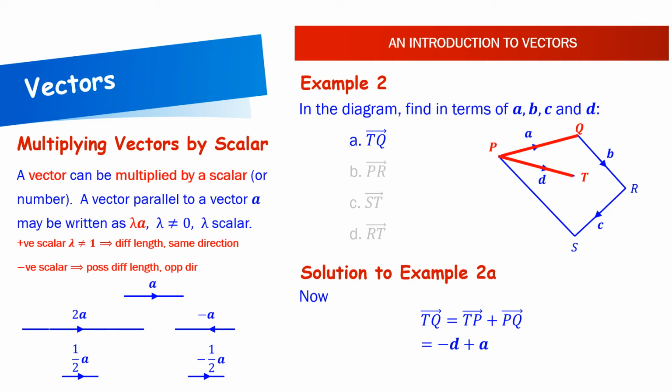This is the same as saying we have to go in the minus d direction from t plus a, as shown. So we have a resultant vector TQ equals a minus d.